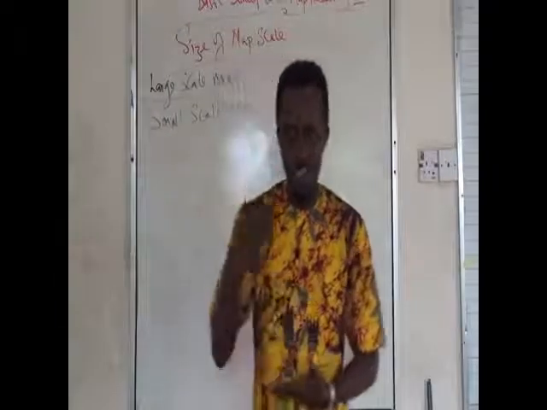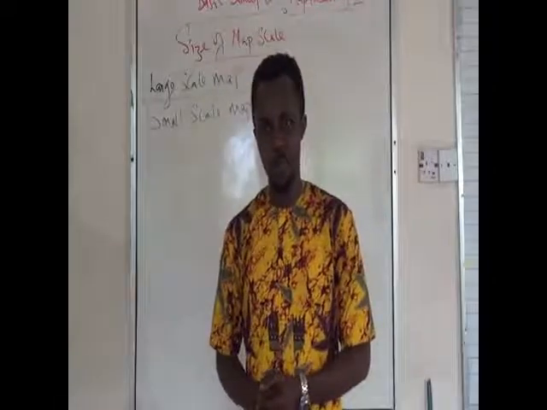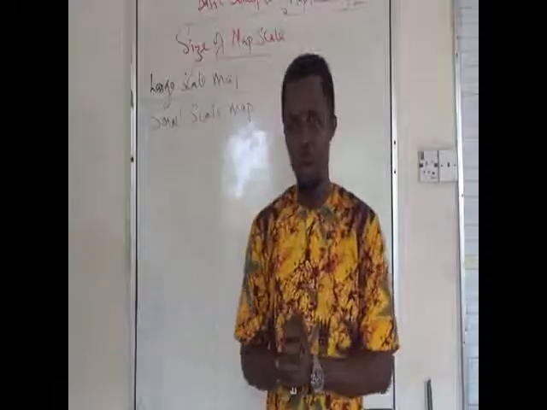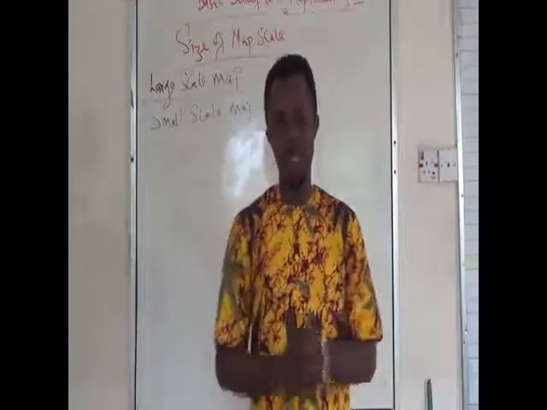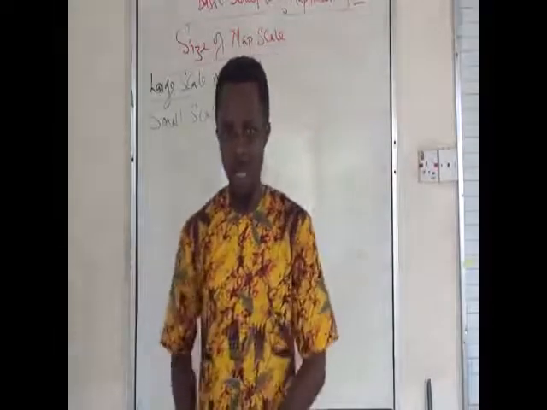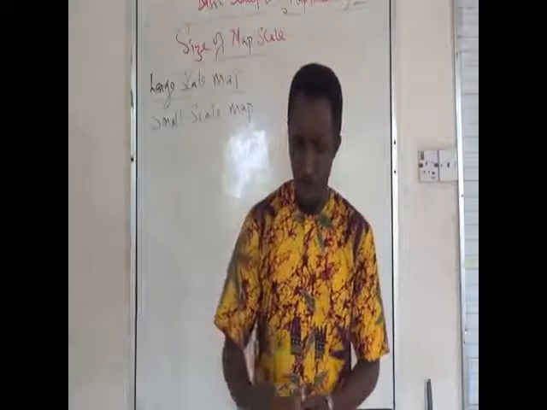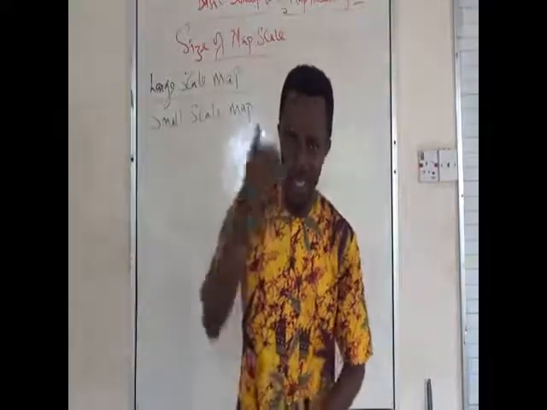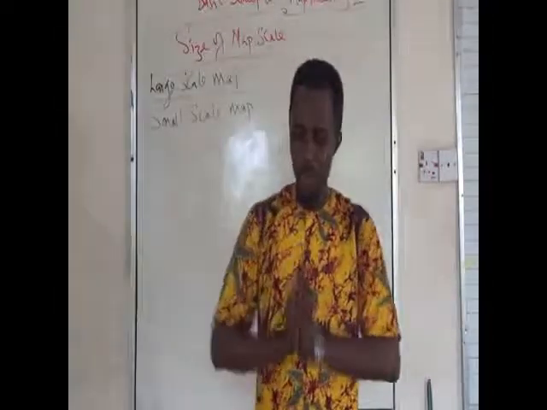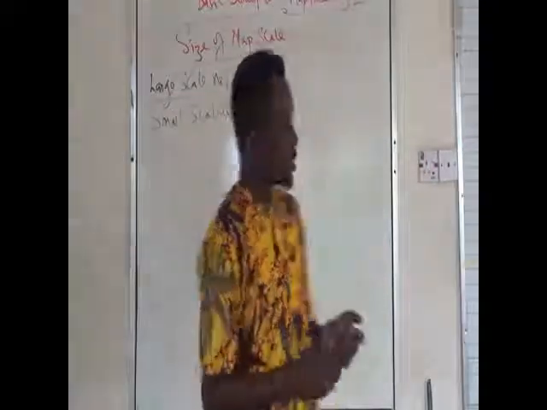The smaller the denominator of a scale, the larger the scale. And a large scale map usually represents a small area but shows much detail about the area. Like I said earlier, the larger the denominator, the smaller the scale. The smaller the denominator, the larger the scale. So we said a large scale map represents a small area but shows detailed information about the area.